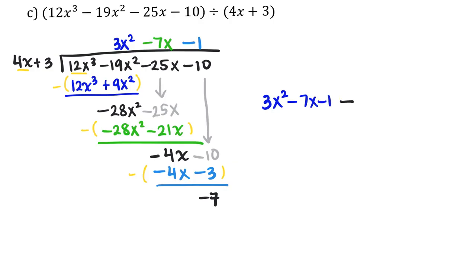I'm going to make it minus 7 over, what did I divide by? 4x plus 3. Okay, you could also write plus here, but then you have to put a negative on the 7 up there. Okay, that's my answer as a mixed fraction.